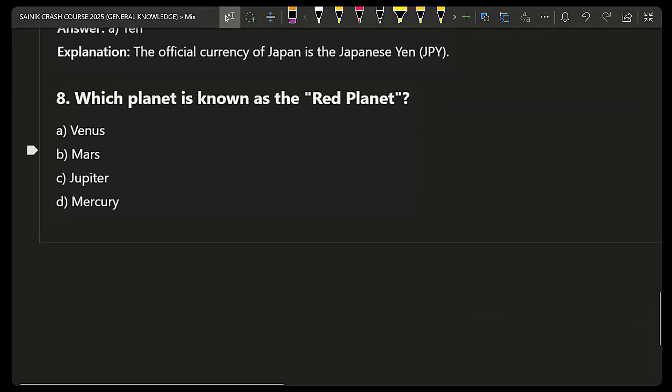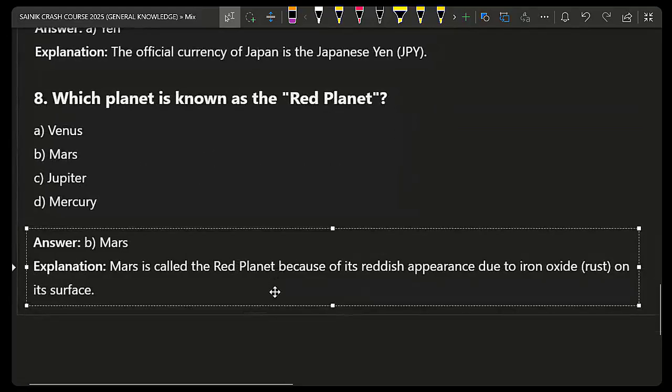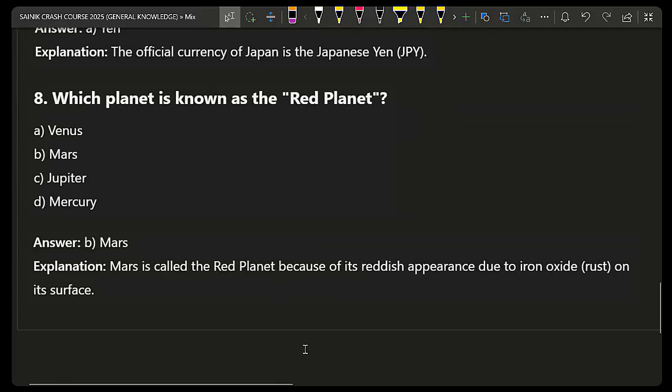So poll got completed and 4 students gave wrong answer saying Venus, but 22 students, majority of the class, gave the correct answer, that is Mars. Mars is called the red planet because of its reddish appearance due to iron oxide. Iron oxide is nothing but the rust on its surface. So majority of the surface is having iron rust, so it's reflecting red color into the space. So it's looking like a red planet. Next question.